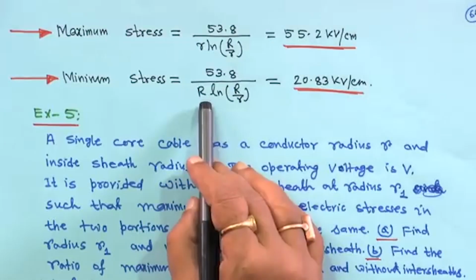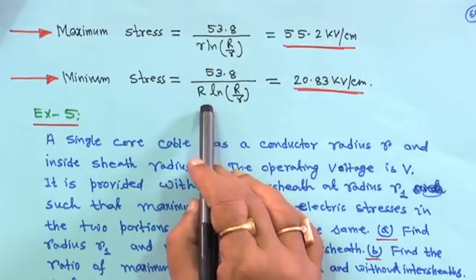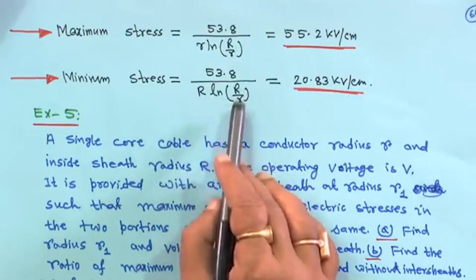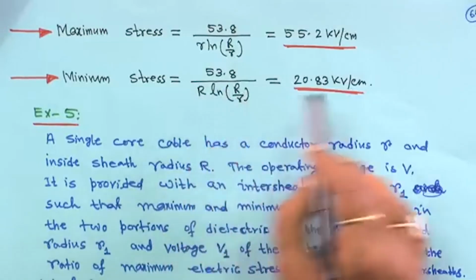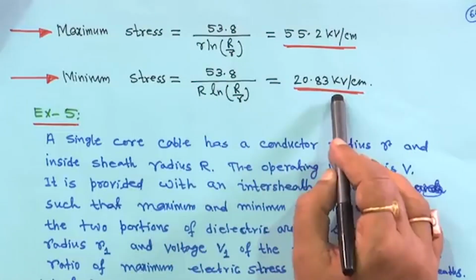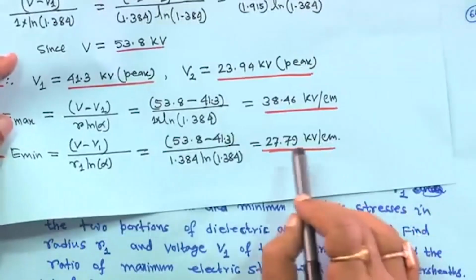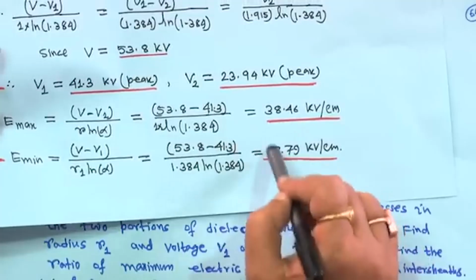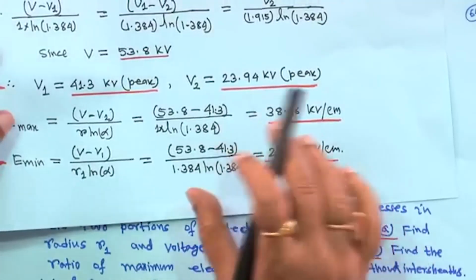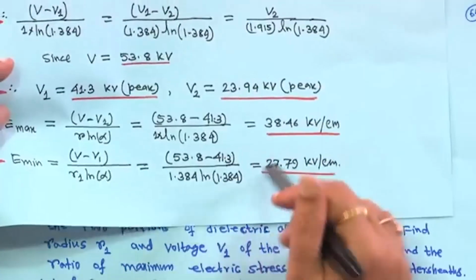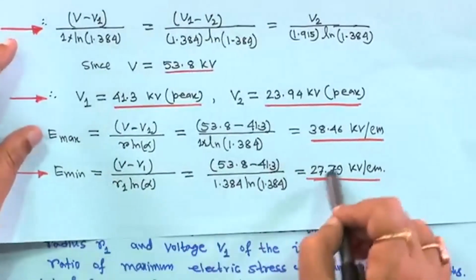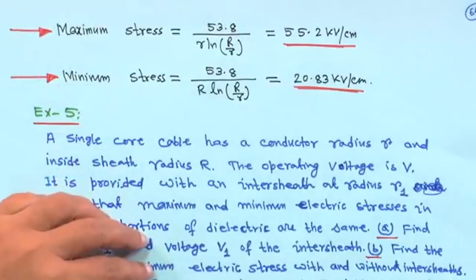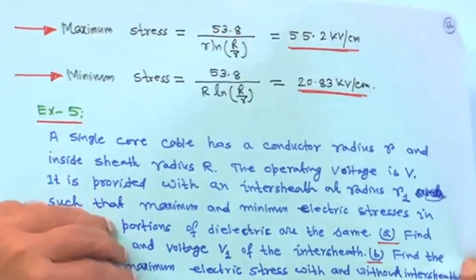Similarly, minimum stress will be at the surface when x is equal to capital R. So, it is 53.8 divided by R ln(R upon r), all the data are given. If you substitute you will get 20.83 kilovolt per centimeter, whereas here it is 27.79 kilovolt per centimeter. So, although uniform distribution is not possible, this E max, E min is better here, right. So, this is example 4. Now, example 5.